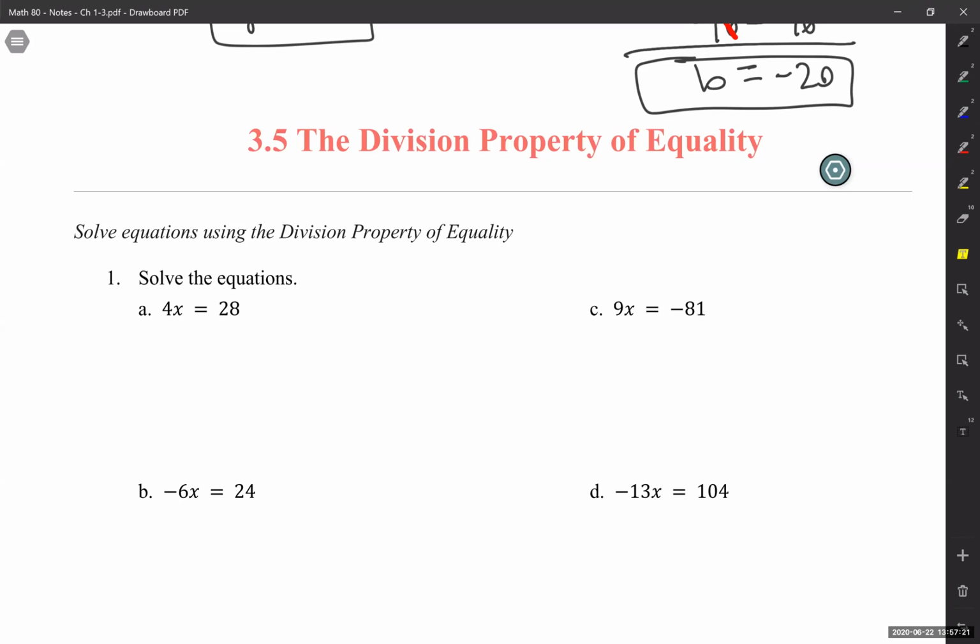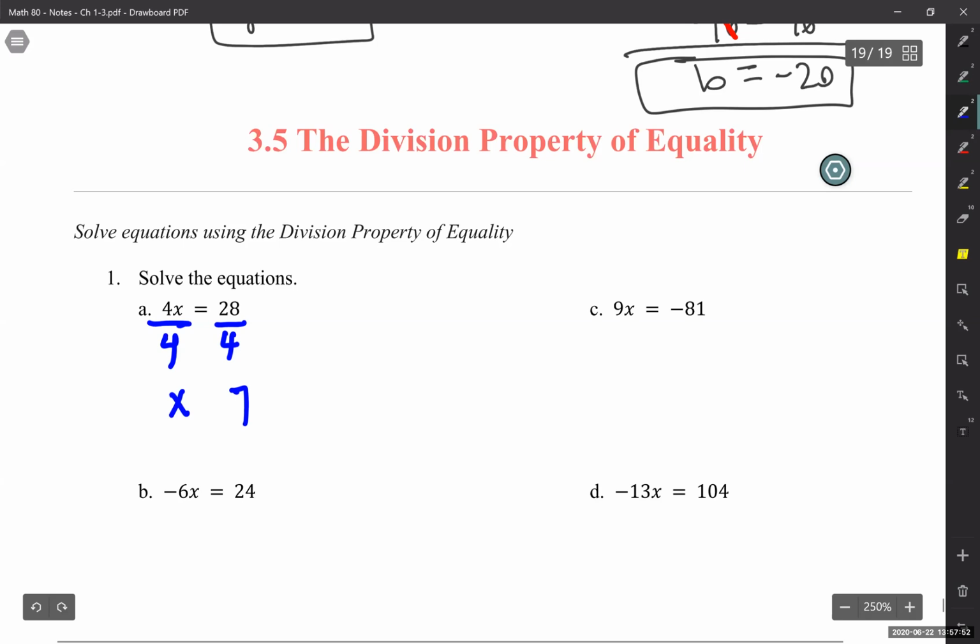All right, last one. Since we have already done 2 properties, addition and subtraction, then we kind of have the idea of you just do the opposite in order to undo it. So here we have 4 times x. So the opposite of 4 times x is dividing by 4. Instead of multiplying by 4, we're going to divide by 4. And so we have dividing by 4 on both sides gives us x equals 7.